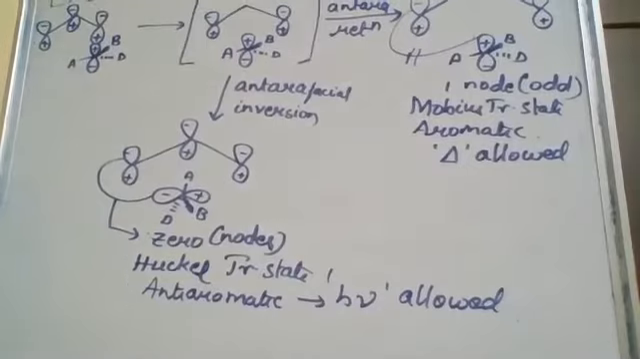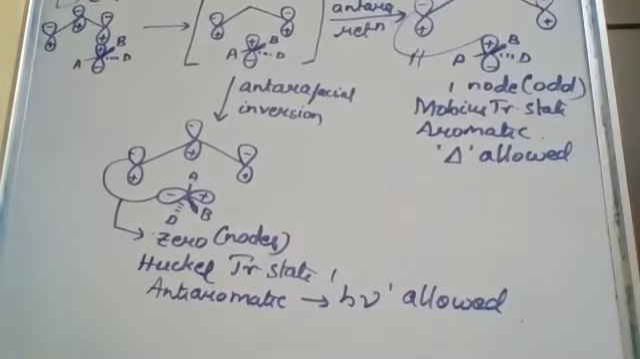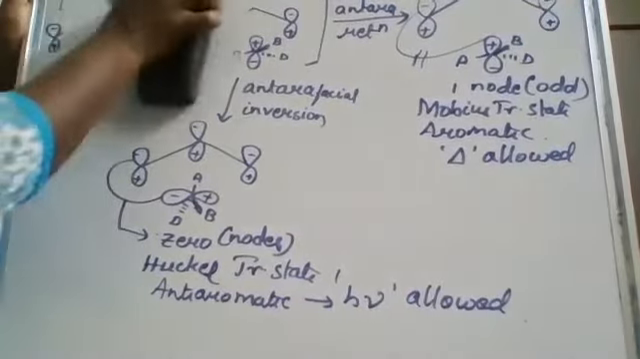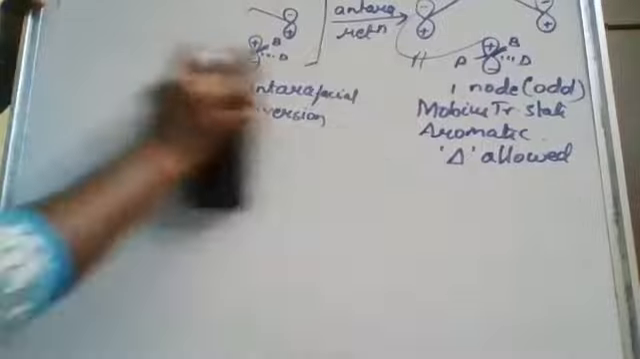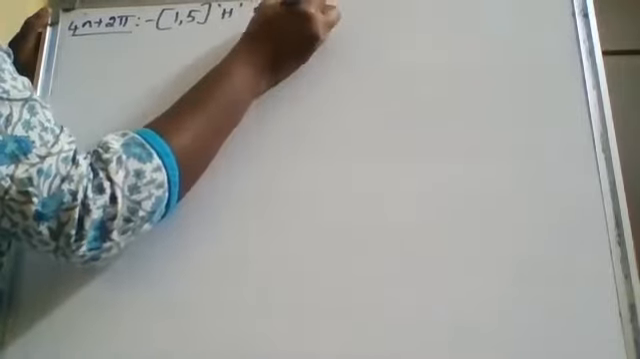Now, we will be studying the 4n plus 2 pi system, that is nothing but a 1,5 migration. Okay. Now, in this 1,5 migration, similar to the 1,3 migration, we will be doing the hydrogen migration as well as the group migration. We'll do the first one, that is 1,5 hydrogen migration.